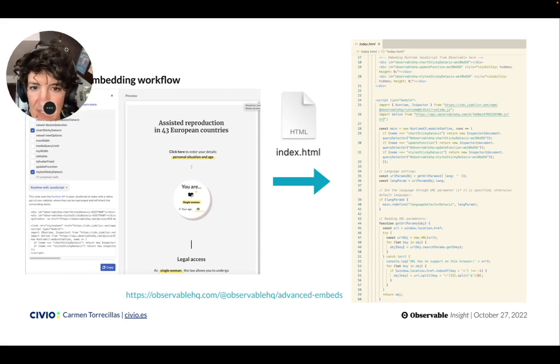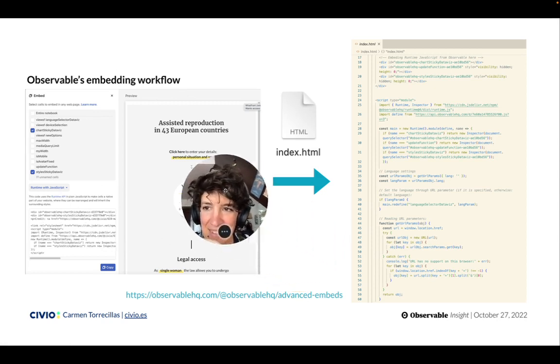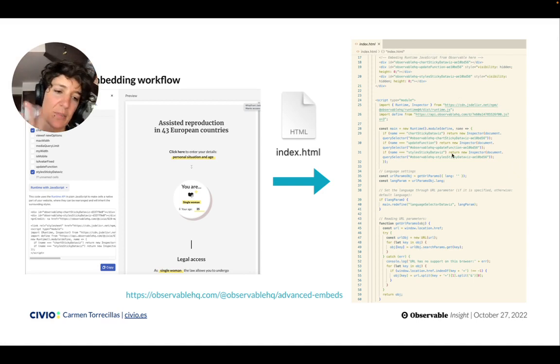The way we found for doing this in a very simple way, let me show you better, is we follow the embedding process of Observable with the JavaScript runtime. Then we create an index HTML, a repository where we copy paste what is there. This repository creates a URL, and we put URL parameters in the URL to overwrite some cells. For example, the language in our notebook was always a cell called language selector. But when we call this URL, we say language equals Greek or something. Then it's redefining the language selector cell, and it's showing the content in Greek in this case.